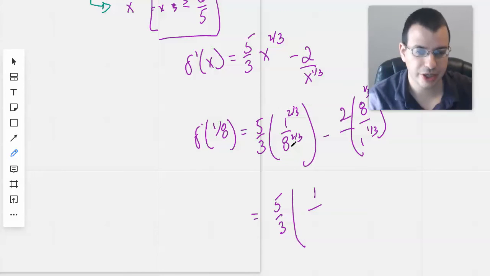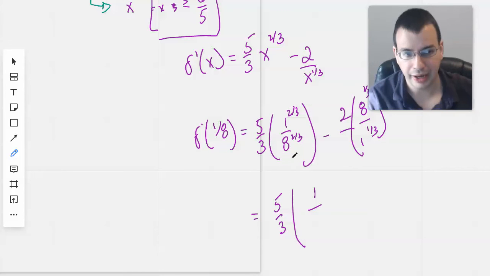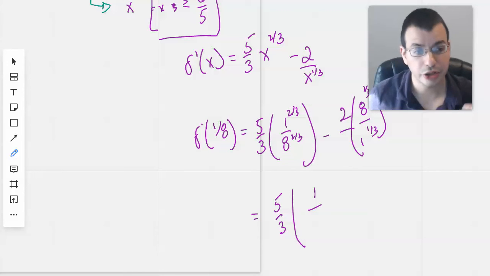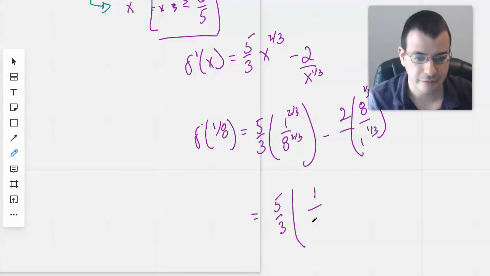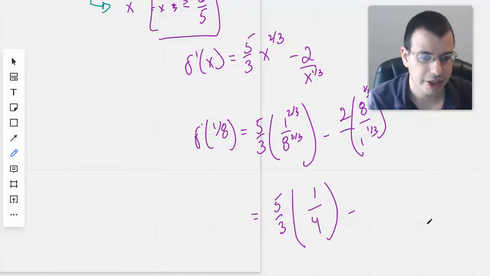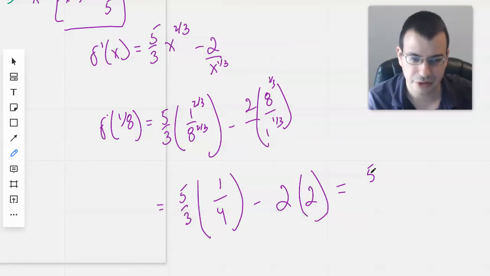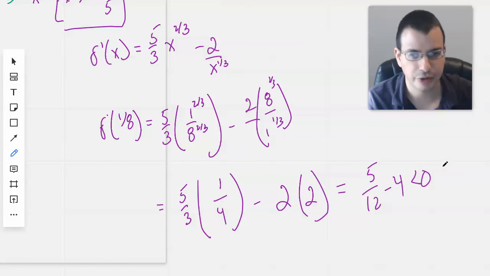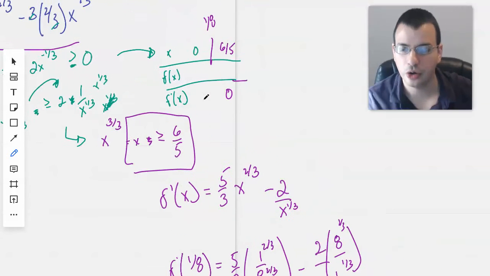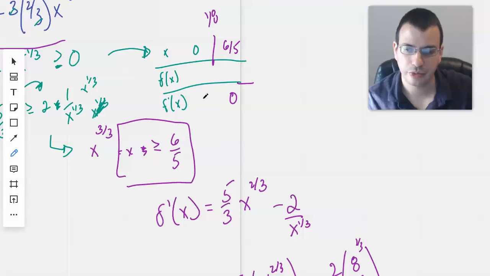So if you take 1/8 here, you cube root, you get 1/2, you square it and you get 1/4, minus 2 over the cube root of 1/8, which is 1/2. So we'll be left with 5/12 minus 4, which is less than 0, therefore decreasing. So this section here would be decreasing from 0 to 6/5.